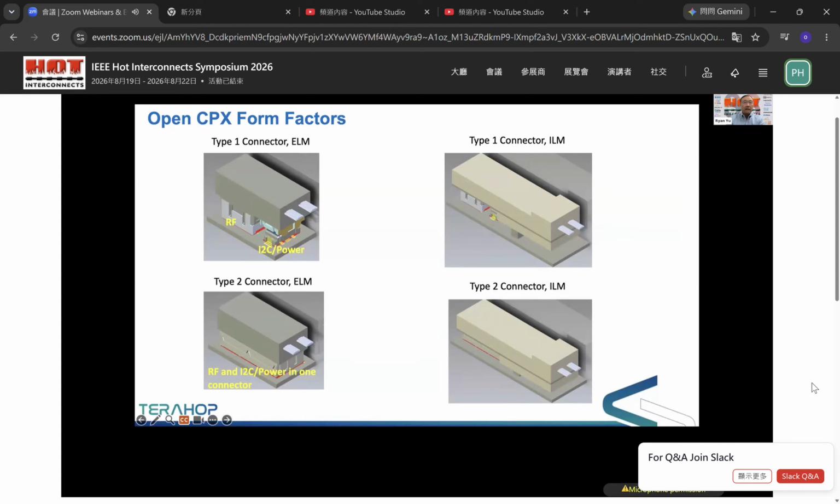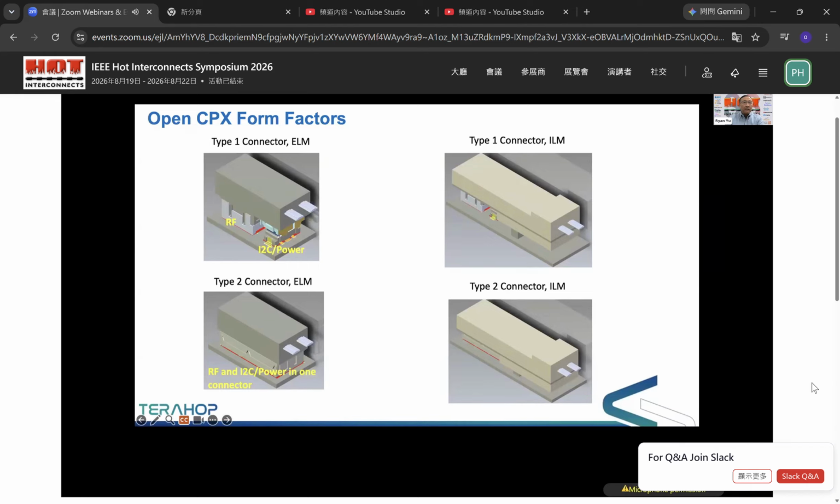So we already defined these four combinations. On the upper left corner is the so-called type 1 connector, which involves a separate RF connector from an I2C power connector. This way you can have flexible, either single-plane or even multi-plane, connectivity enabled. And we also offer the external laser version and the integrated laser version. So again, within the form factor, you can deploy these different options.